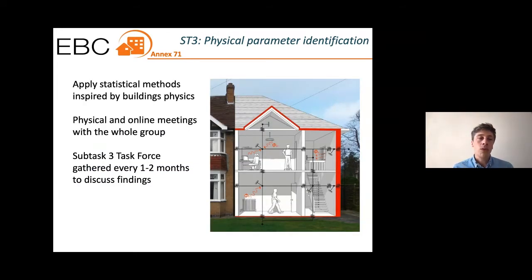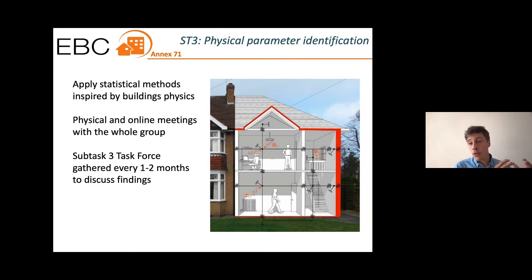To do this, we apply statistical methods which are inspired by building physics. So, as you see here on the right, we actually chop up the building into different pieces with resistances and capacities that simulate or model the heat flows that occur within the building and towards the outside.